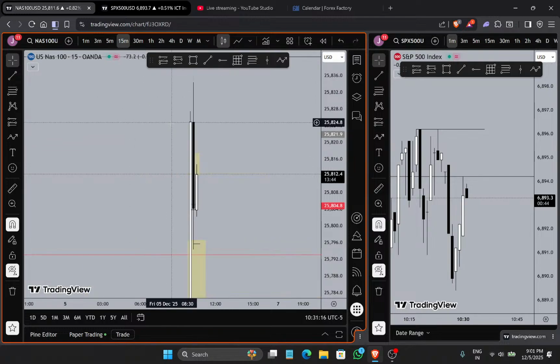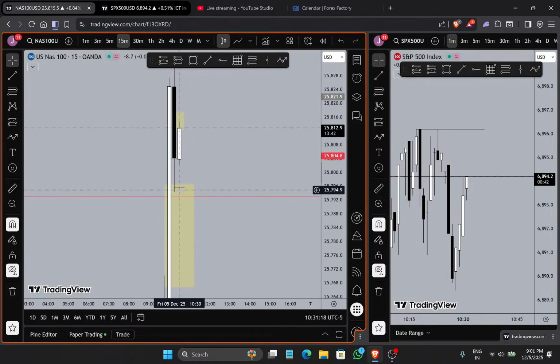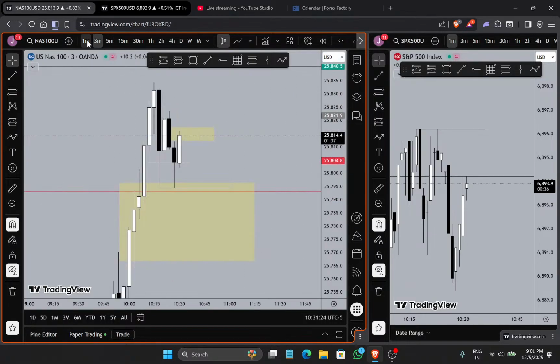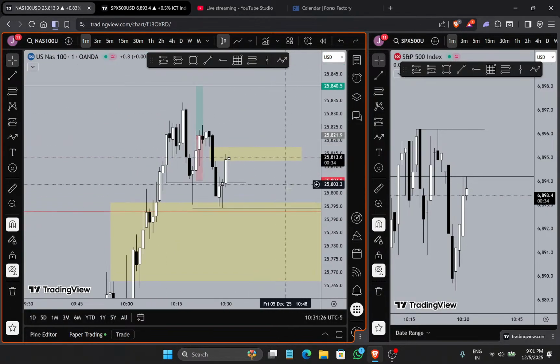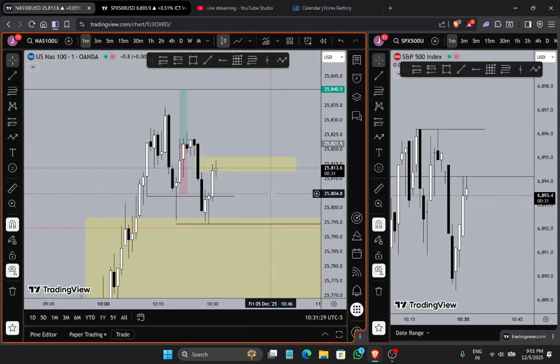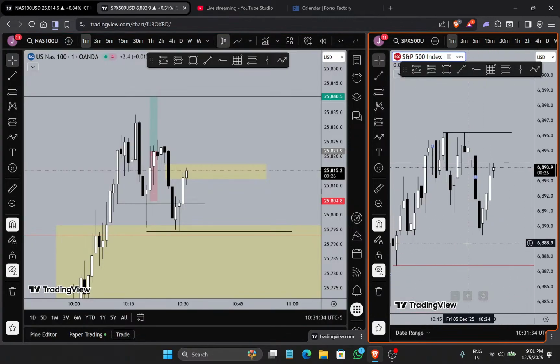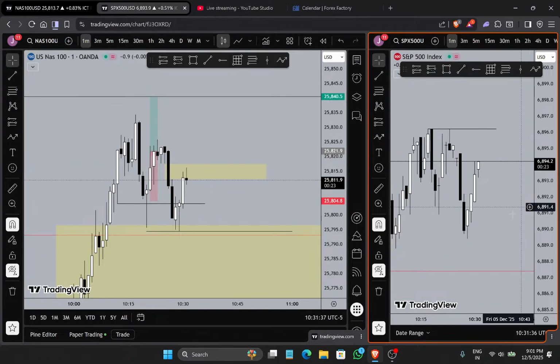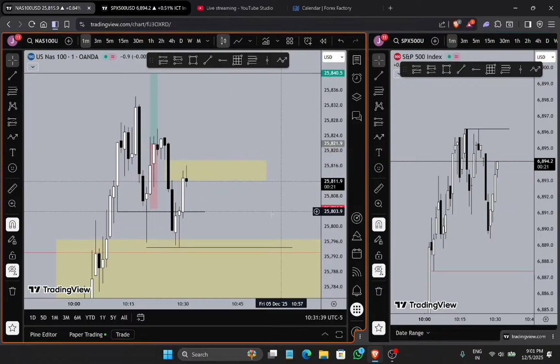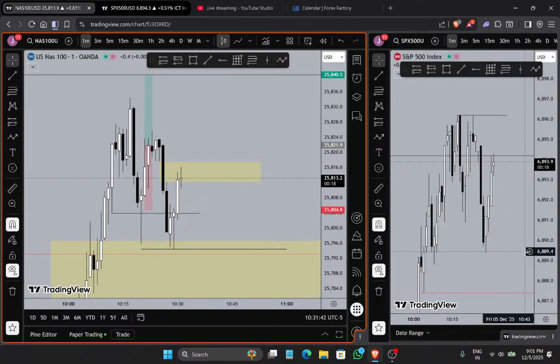I don't know actually what to do. Should we wait for the 15 minutes or so? I don't know. I am in a little doubt right now. But your right hand looks strong. Right hand looks strong here.